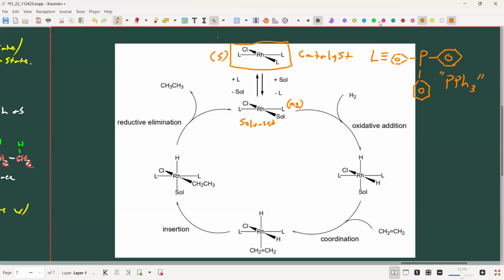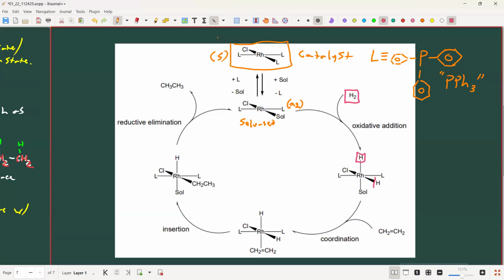I'll color them. So if this is red, you now form 2 H's. Just like I had before on the surface, the H2 falls apart and the H's stick to the metal. It does the same thing here. In oxidative addition, rhodium is an electron poor metal, and this is actually very favorable. So this happens rapidly. Write that here, that's rapid.